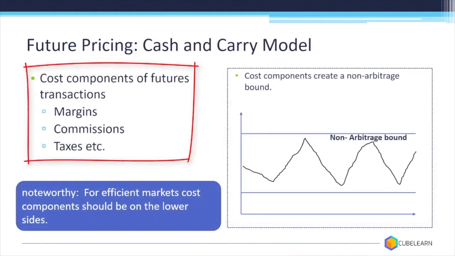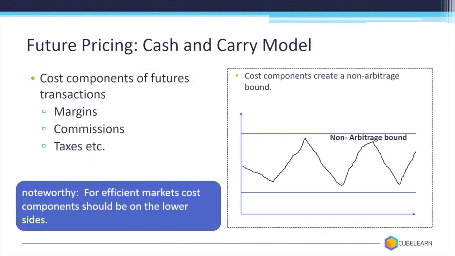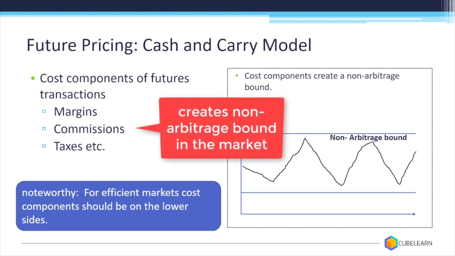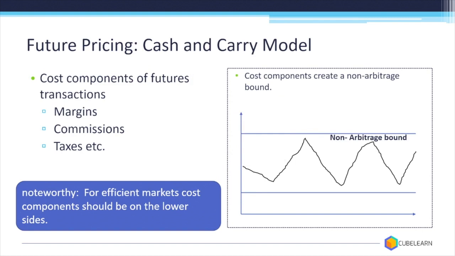Cost components of future transactions like margin, transaction costs, commissions, taxes, etc. create distortions and take markets away from the equilibrium. It creates a non-arbitrage bound in the market. And if the futures price is within that range, arbitrage will not take place. For arbitrage to take place, futures price should fall beyond the non-arbitrage bound in either direction.